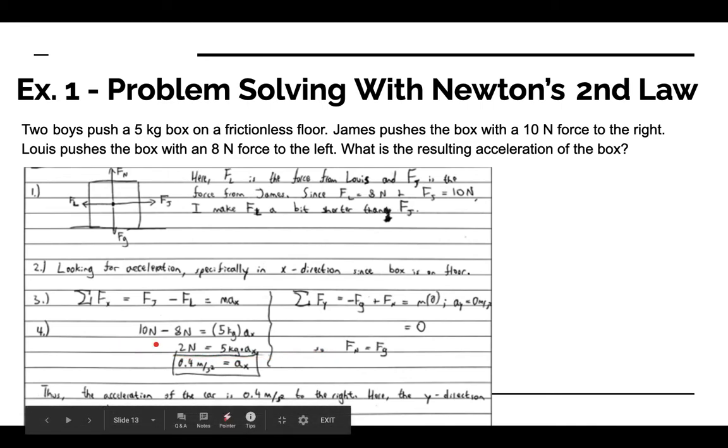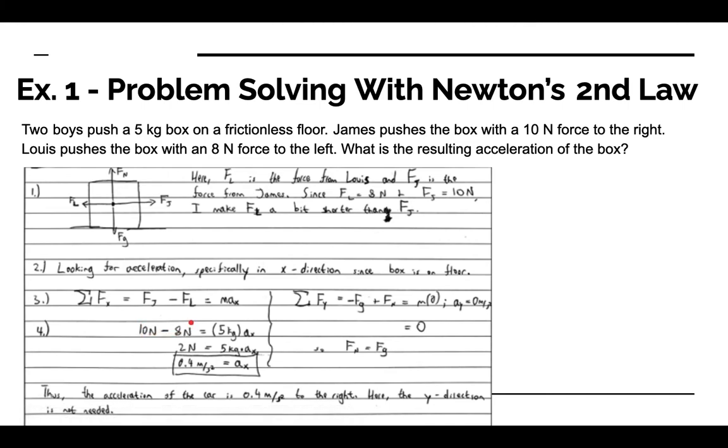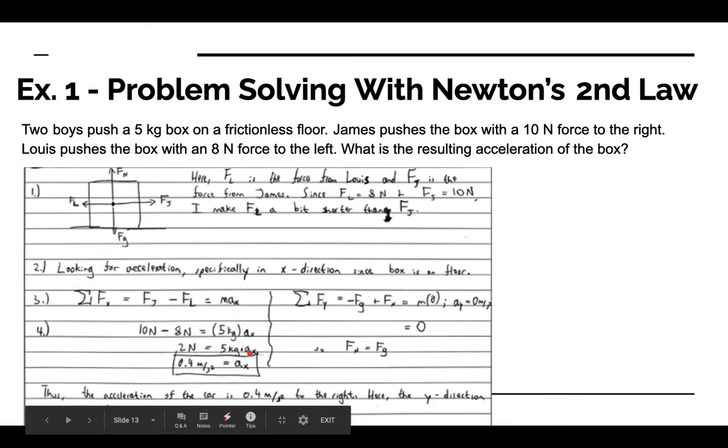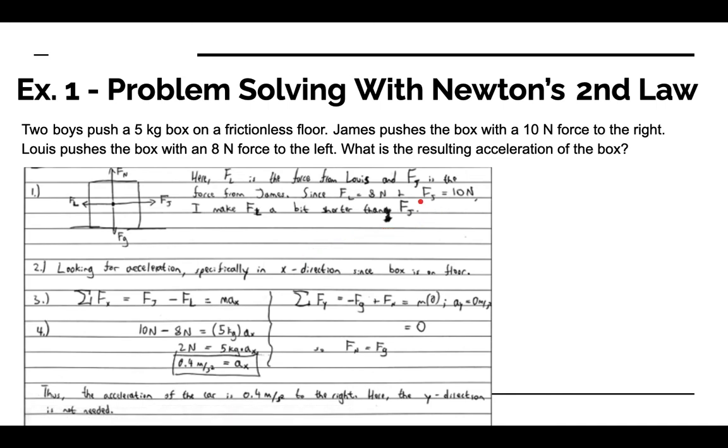So in this specific scenario, we now go to step 4. We're looking for horizontal acceleration. So we plug in 10 newtons for Fj, 8 newtons for Fl, and 5 kilograms for our mass. So we have 2 newtons equals 5 kilograms times ax, or 0.4 meters per second squared equals ax after we solve. Thus, the acceleration of the box is 0.4 meters per second squared to the right. Since our acceleration is positive, that indicates a rightward acceleration, which makes sense since James pushes to the right with a greater force than the force with which Lewis pushes to the left.